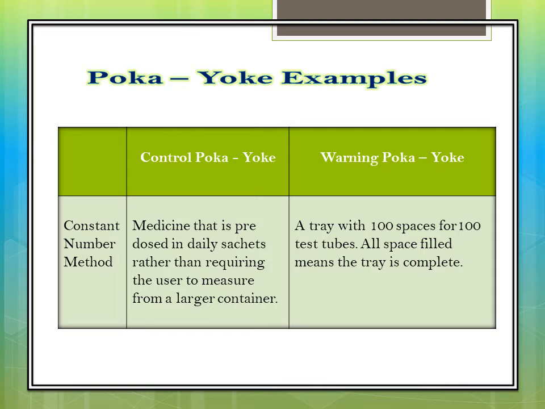And next, we look at the constant number method for warning Poka-yoke. So imagine a tray with 100 spaces for 100 test tubes. If all the spaces in the tray are filled, it's very easy to see that you have completed the tray.